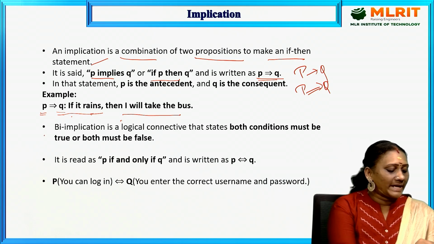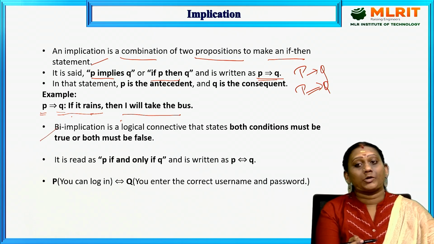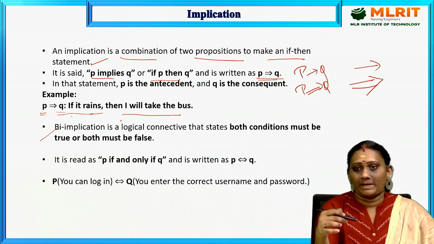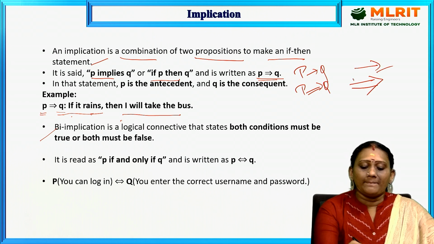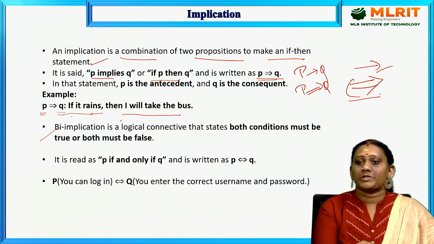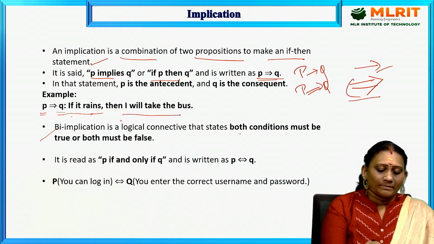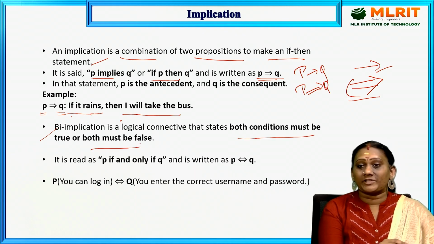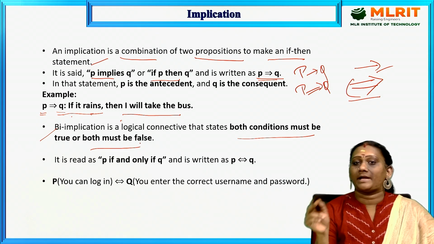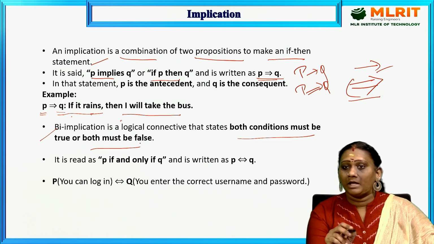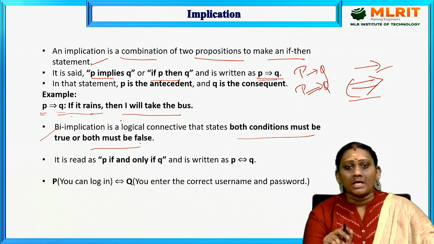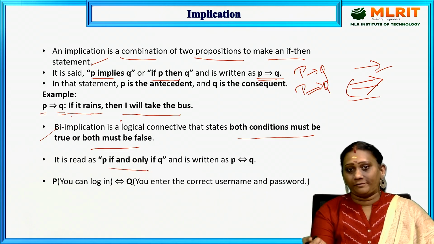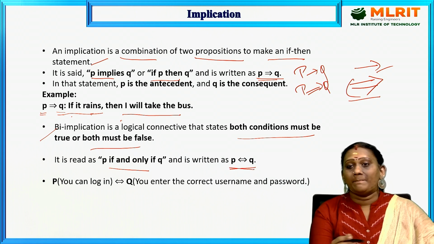Coming to bi-implication, I already told you there are two types of implications: implies and bi-implies. We saw implies. Coming to bi-implies, both conditions must be true or both false. This is a logical connective which expects both the LHS part and the RHS part to be both true or both false. I term it as P if and only if Q, and it can be written as P bi-implies Q.